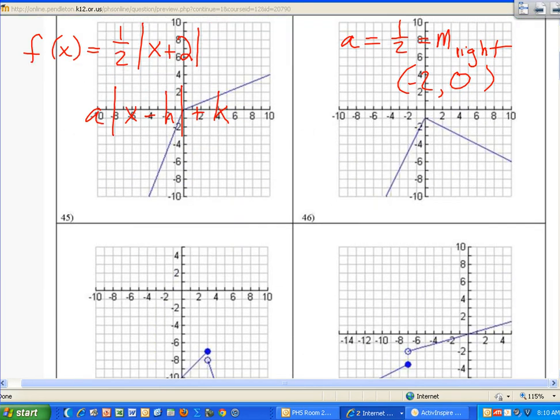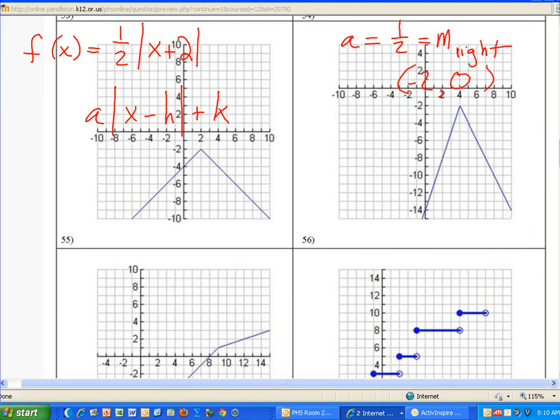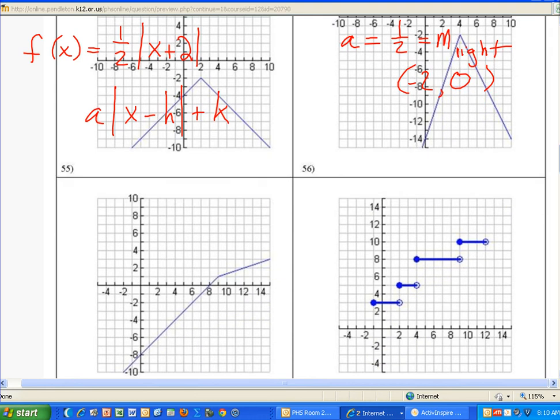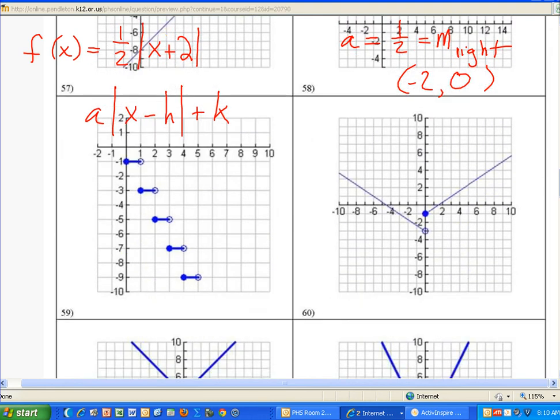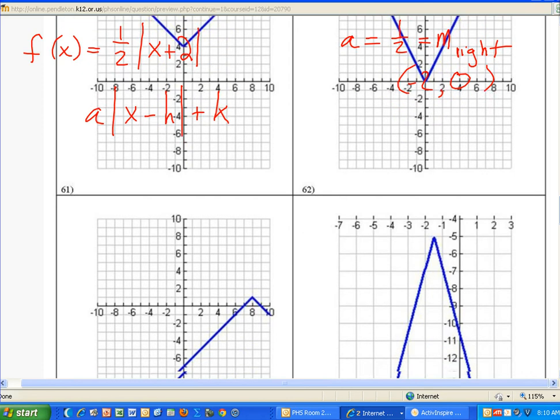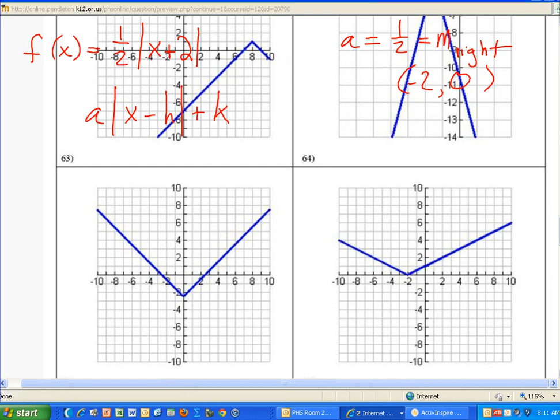So let's see if we go down. Those aren't V's, those aren't V's, those aren't V's yet, but those look like V's. Okay? So we want to be at -2, 0. Oh no, those weren't V's. Those are V's. Okay, -2, 0. Stop me when you see one with the vertex at -2, 0. Right there. Is that the right one?